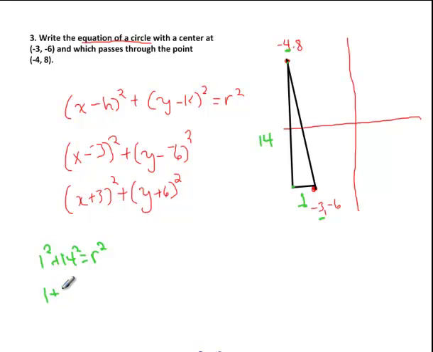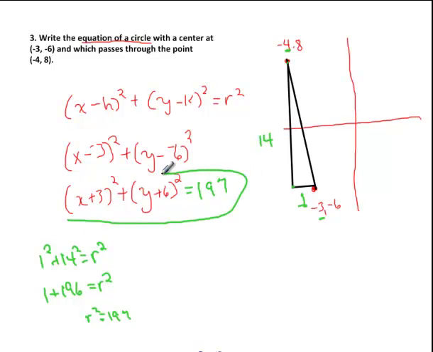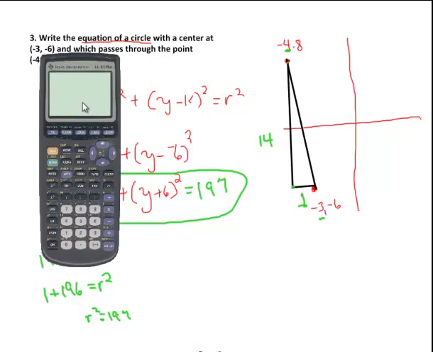So 1 plus 196 equals r squared. So r squared is 197. And that is the formula of my circle. Check here, 14 squared. Yes, it is 196. I had to make sure.